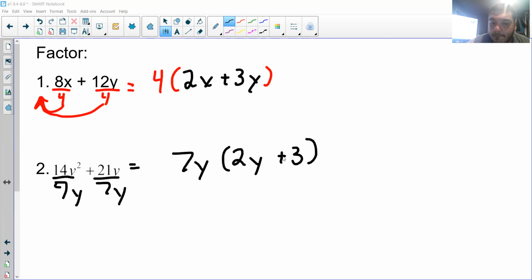Why is it 7y? So 7, because 14 and 21 have a greatest common factor of 7. You agreed with that because you knew it was 7. Now why is it y? We have y squared and y. So the first one has 2 y's, the second one has 1 y. How many y's do they have in common? They have 1 y in common. So that means the greatest common factor in the variable sense is y.